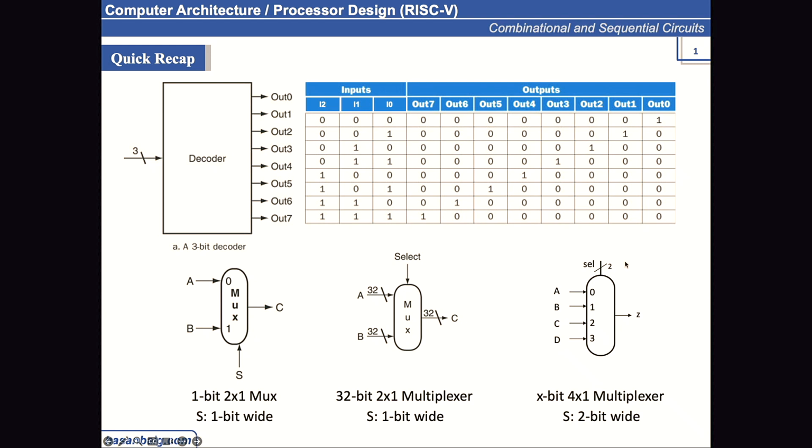So if the collective value of the 2-bit select signal is, let's say, 2, it will connect whatever data is placed at the C input to the Z output. So this is how a multiplexer works. Any questions? We are just recapping. You will end up using the multiplexer a lot. If you have any confusion or questions, you can ask me now.